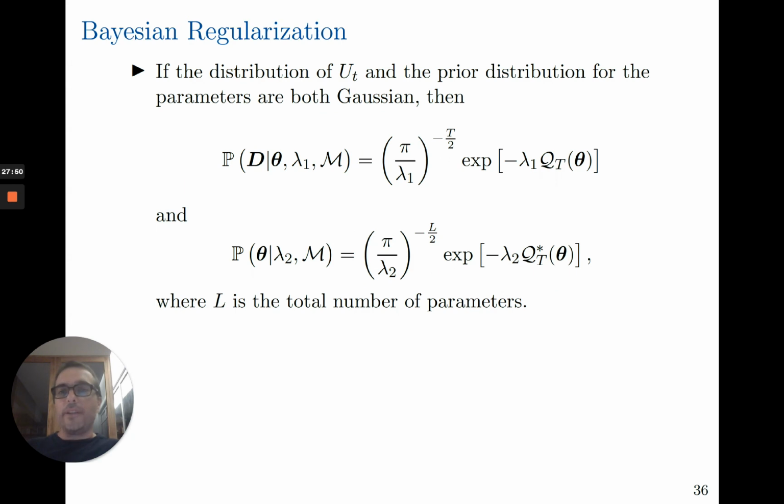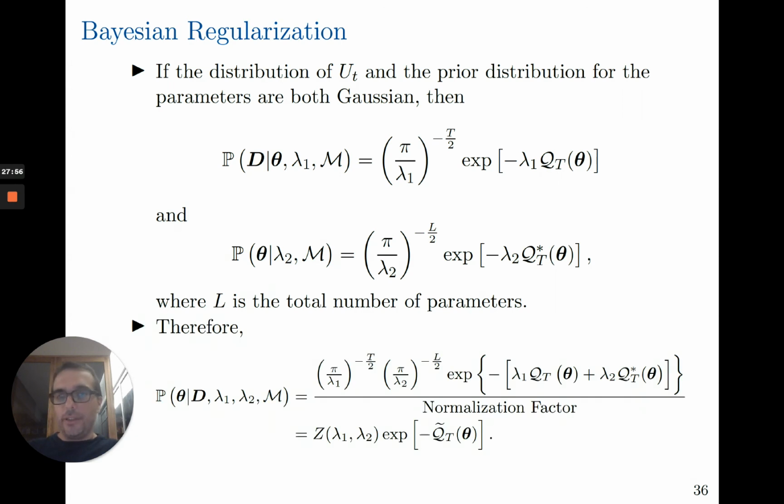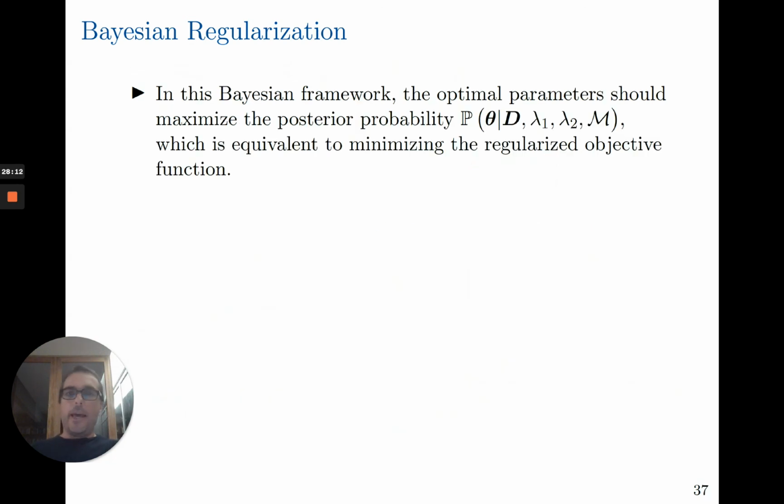All right. Let's assume that everything is Gaussian. So I'm going to have a likelihood that's Gaussian. The prior is Gaussian. So we can combine things, and this posterior will be a function of the regularization parameters and an exponential times an exponential of the regularization term. And the posterior probability we want to maximize, the probability of the parameters given the data and the regularization, is equivalent to minimizing the regularized objective function.